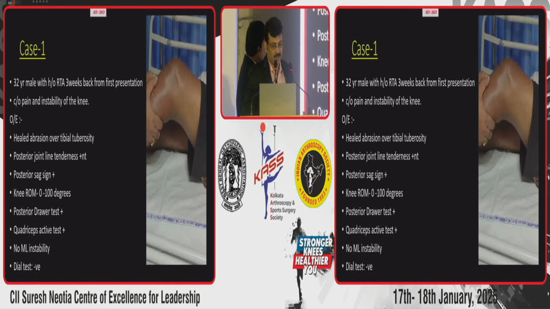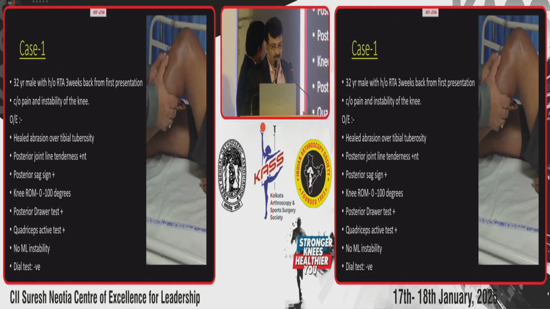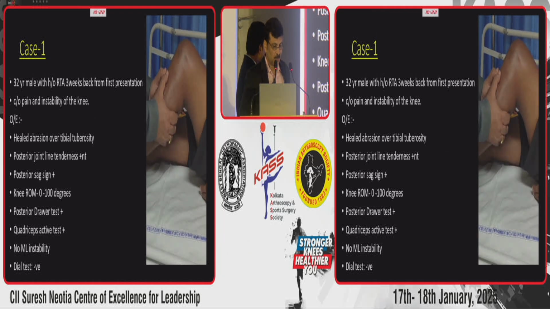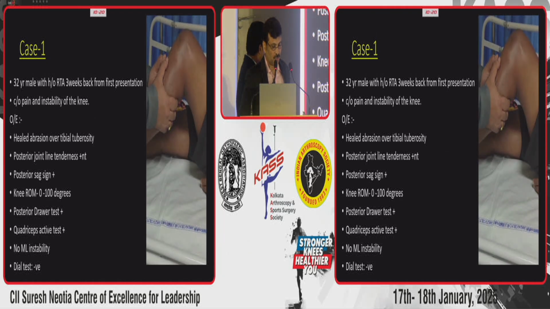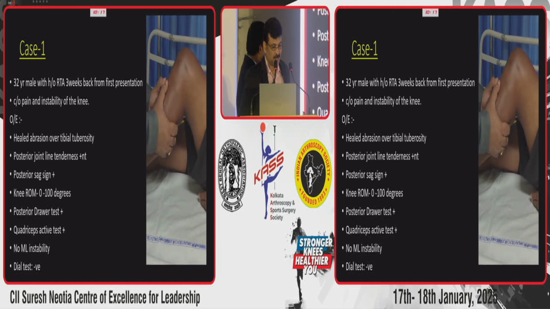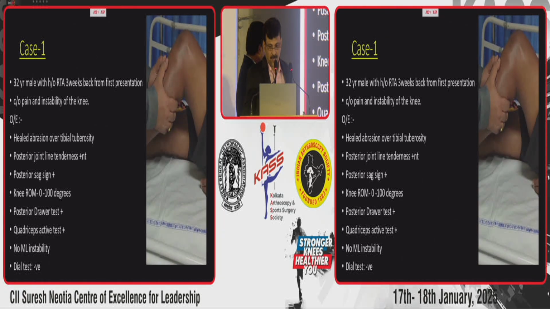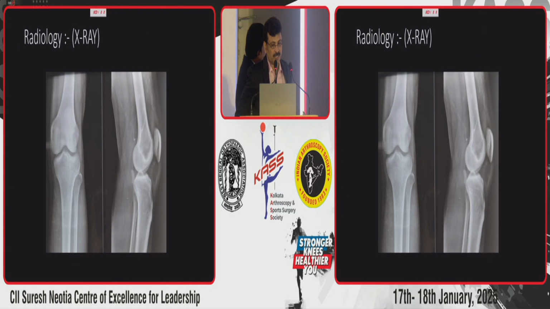On examination, there is a healed abrasion over the tibial tuberosity. Posterior joint line tenderness was present, posterior sag was present, range of movement was 0 to 100 degrees, posterior drawer was present, quadriceps active, no mediolateral instability and dial was negative. So when we did the first imaging, this is the picture.